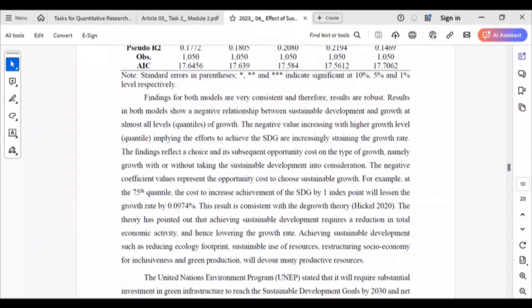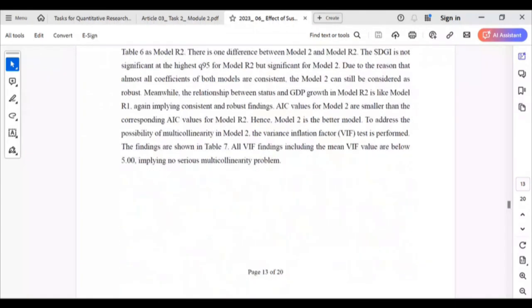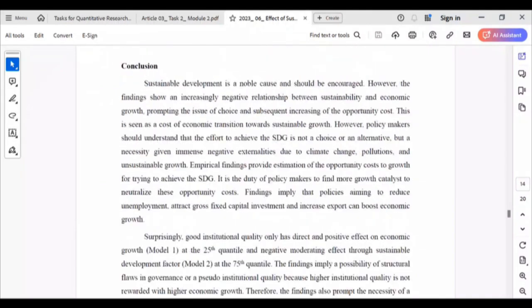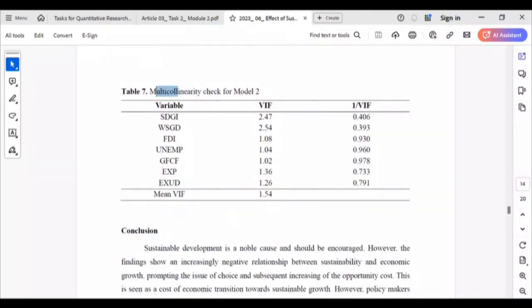Then you present in table form. In the table you also test multicollinearity, because you claim that all these variables are supposed to be independent. So you test, and if it's less than 5, it shows that they are independent. If more than 5, that means they are not independent, so you have to remove them.